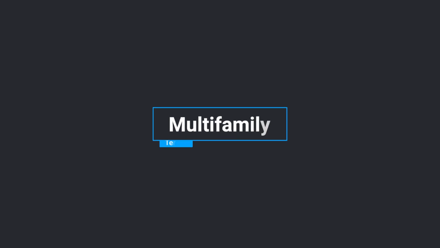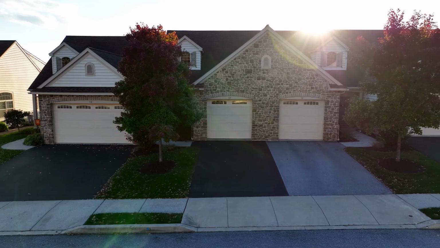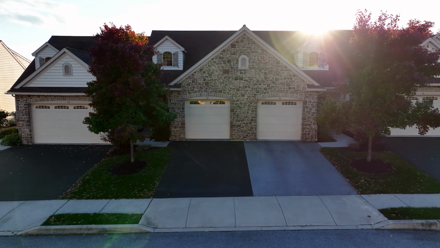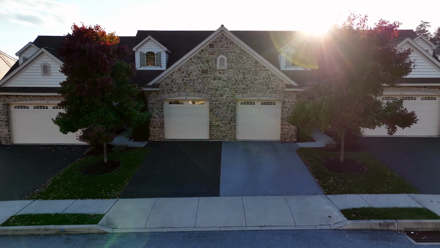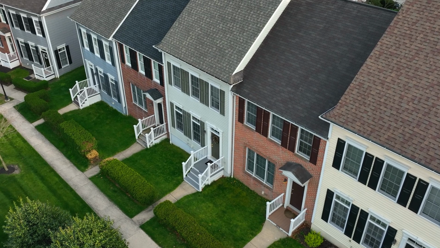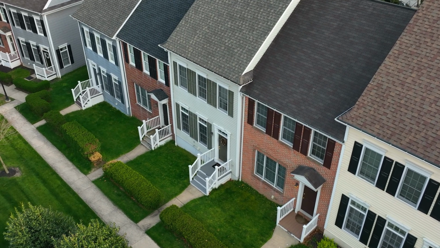Multifamily. Multifamily is simply a term for a residential property that has more than one family living in it separately, each of which is called a unit. Anything such as a duplex, which has 2 units, all the way up is considered multifamily. Townhomes, for example, are considered multifamily because they share a wall.